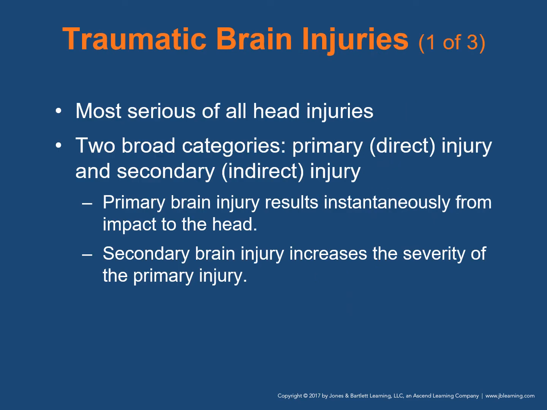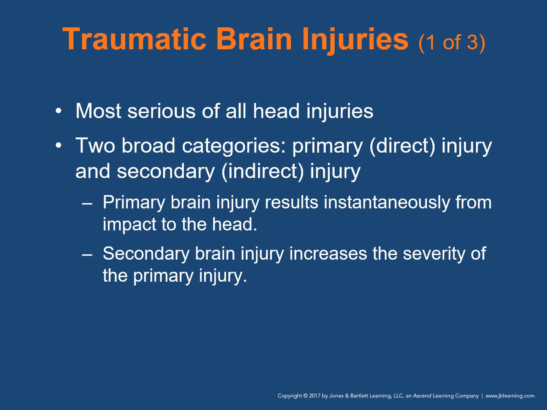Now, traumatic brain injuries are what we're going to discuss. The National Head Injury Foundation defines a TBI as, quote, a traumatic insult to the brain capable of producing physical, intellectual, emotional, social, and vocational changes, unquote. These are the most serious of all head injuries, and they're classified in two broad categories: primary, which is direct injury, and secondary, which is indirect injury.